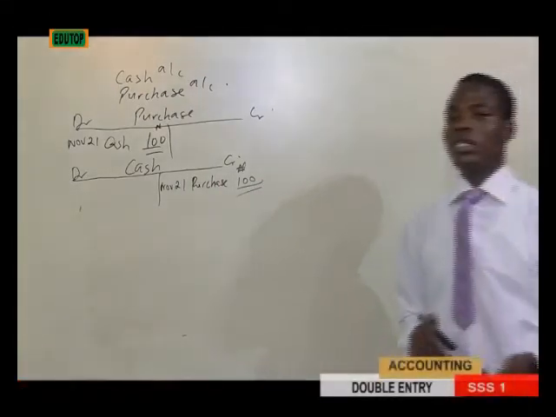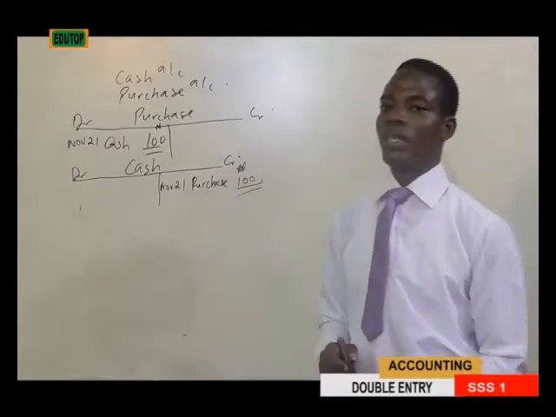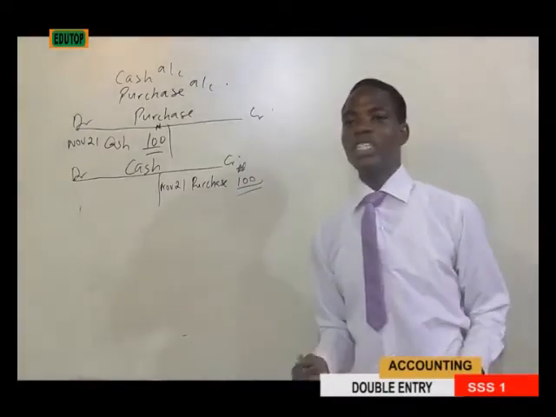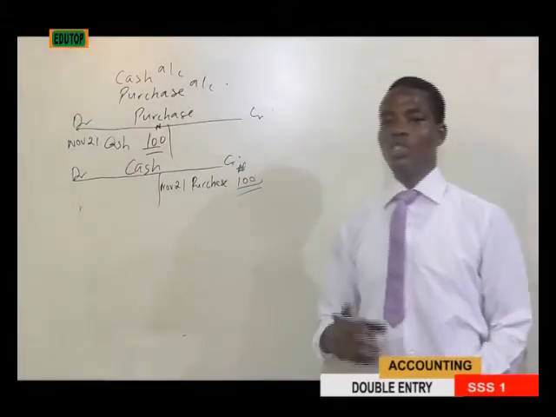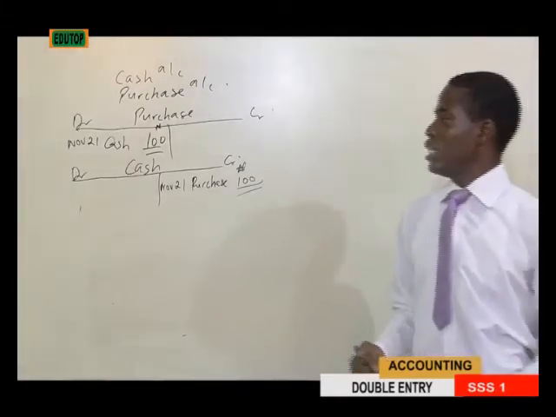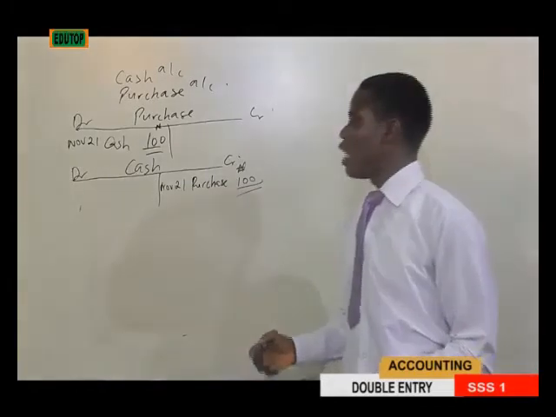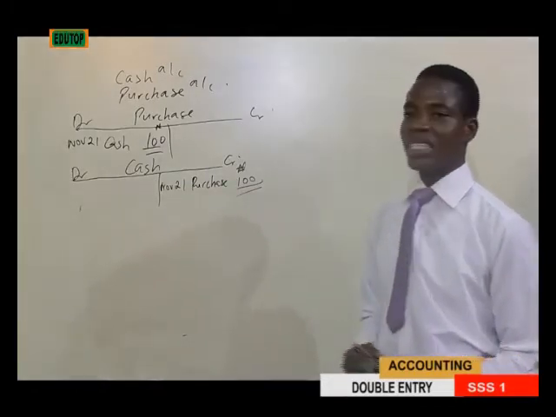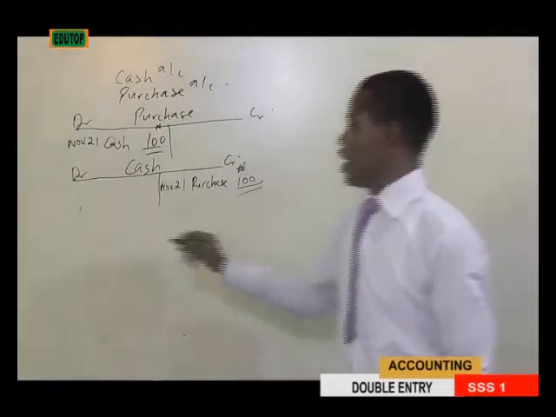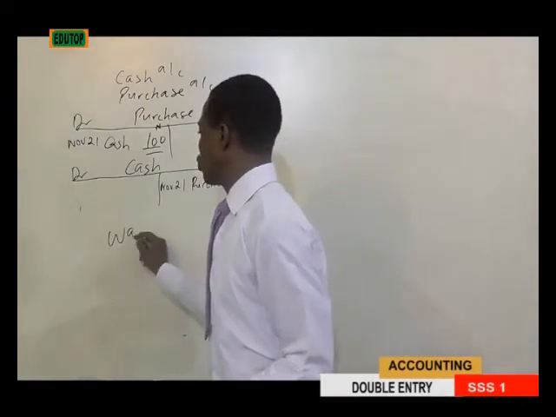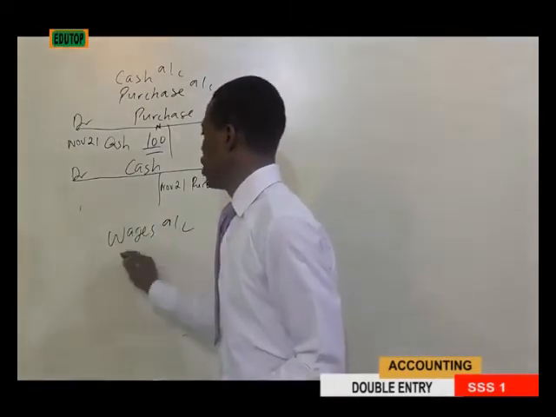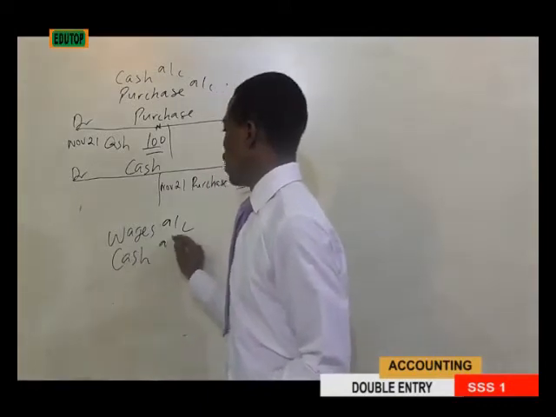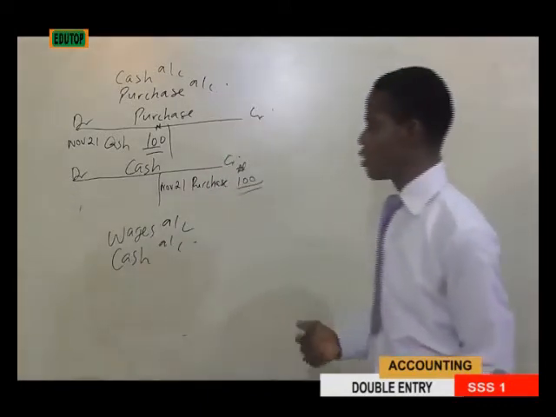Then number 8 question says, paid wages 20 naira cash on November 22. Wages, the two accounts that you are going to consider here, the two accounts that are involved, are wages and through what? Is it on cheque or cash? It is paid with cash. These are the two items that you are going to consider.